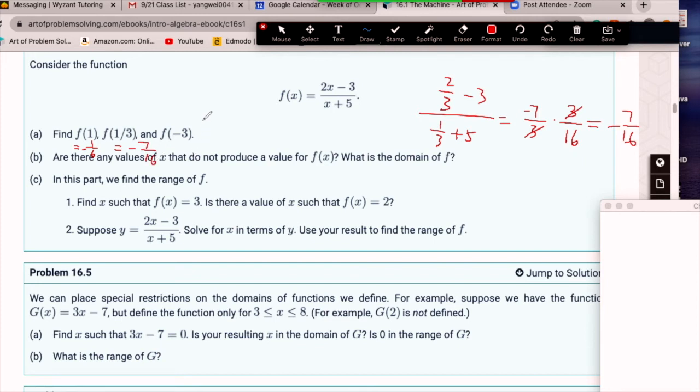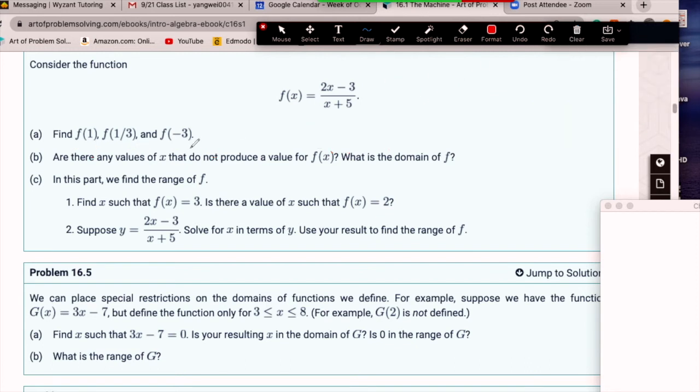Then f(-3). What does this equal? You just apply negative 3 here. You get negative 6 minus 3, then divided by negative 3 plus 5. So you get negative 9 over 2. So this equals negative 9 over 2.